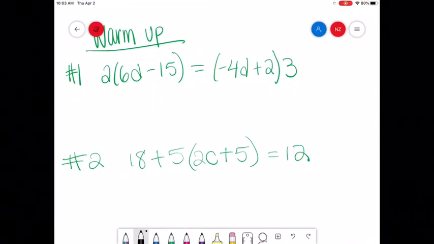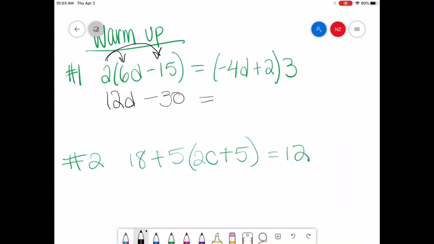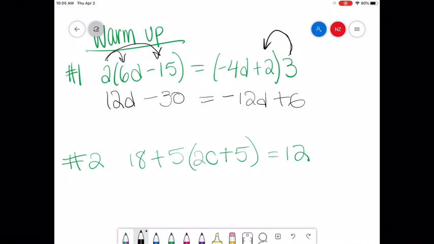All right, let's take a look. So I can see here that I've got to do some distributing before I go ahead and do my inverse operations. So I'm going to multiply this 2 times the 6, which gives me 12d, 2 times negative 15, which gives me negative 30, and that will equal negative 12d plus 6. On this side, I distributed the 3. It kind of looks backwards, but it doesn't matter.